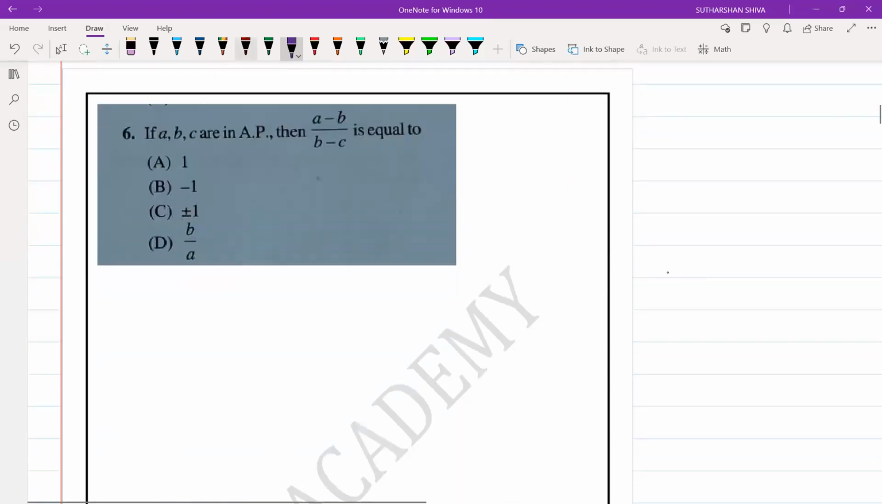Then question 6. What is question 6? If A, B, C are in AP, what is A minus B, B minus C? So always assume A, B, C are in AP. Okay, I will do it in a simpler manner. Take continuous values.